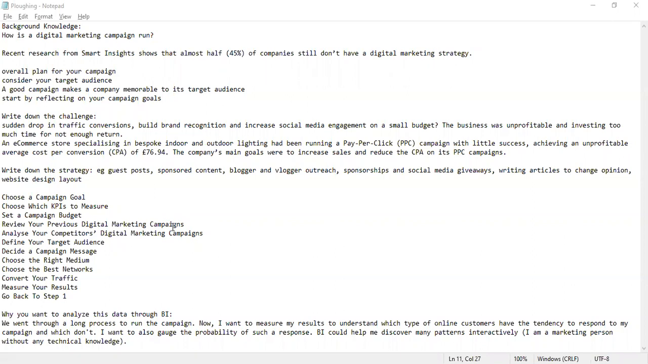So choose which KPIs to measure, set a campaign budget, and review your previous digital marketing campaigns. What were the results of the previous campaigns? Obviously, we have to take those into account. Analyze the marketing campaigns of your competitors, if that is possible. Define your audience, define a campaign message. So that's the executive summary sort of headline. Choose the right medium, like are you going to use newspapers or electronic media? Choose the best networks, convert your traffic, measure your results, go back to step one.